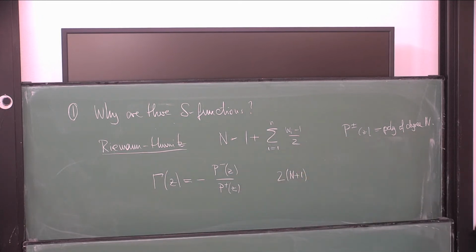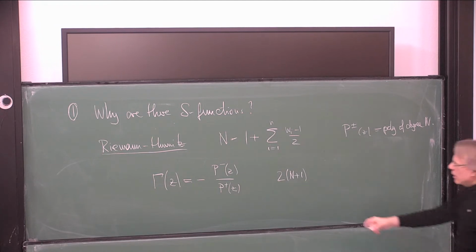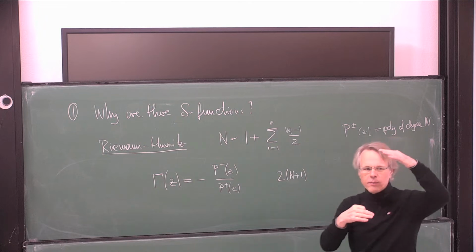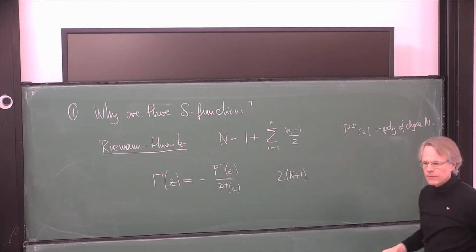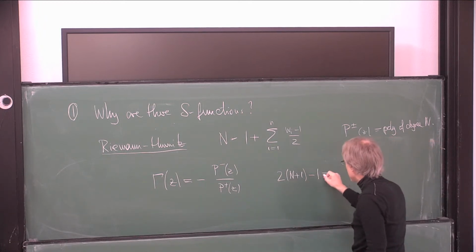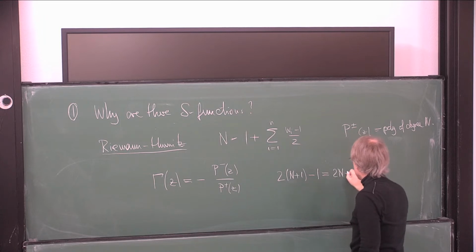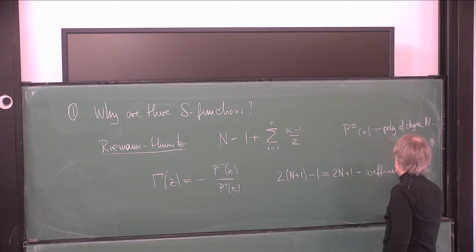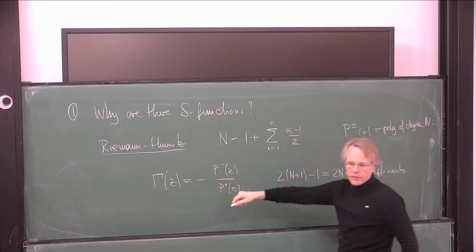Each polynomial has n plus 1 coefficients, so there are in total 2 times n plus 1 coefficients. Obviously, because I'm dividing them by one another, the overall scale doesn't matter. So the number of free coefficients, which is 2n plus 1, is the number of coefficients that this ansatz will have.